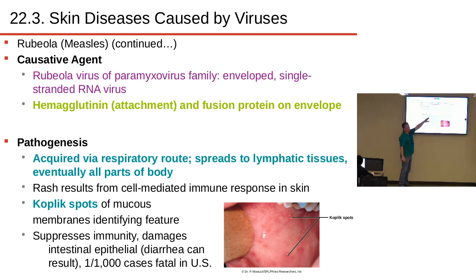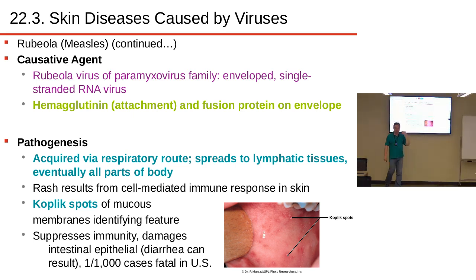Acquired through respiratory, so even though it's a skin disease, you're still breathing in the air from somebody that's infected with measles. Spreads in lymphatic tissue and then all parts of the body. Again, same reason why we have that rash everywhere. As already pointed out, the rash results from the immune system's response to the virus in the skin.